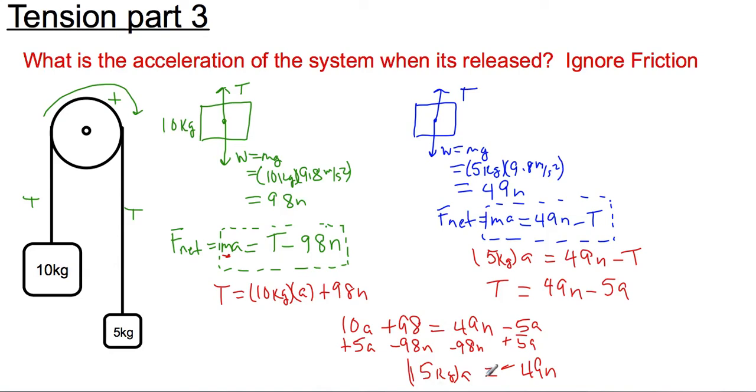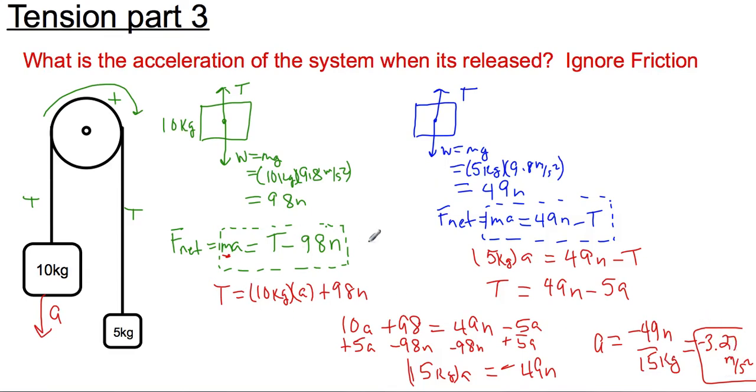Now I have to divide each side by 15. My acceleration is going to equal negative 49 newtons divided by 15 kilograms, which works out to an acceleration of negative 3.27 meters per second squared. That indicates that this would actually go the opposite way of our positive. That should make sense. I probably should have defined this the other way. That's the direction it will accelerate: it's going to pull down in the direction of the 10 kilogram mass, and this one's going to rise up, with an acceleration of 3.27 meters per second squared.